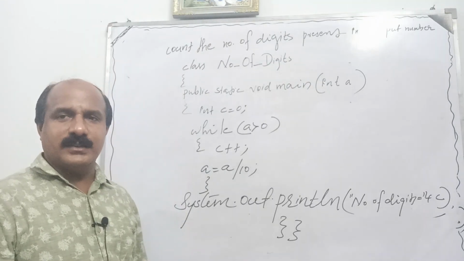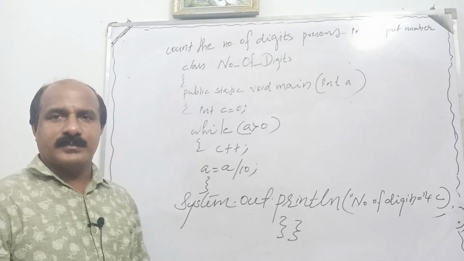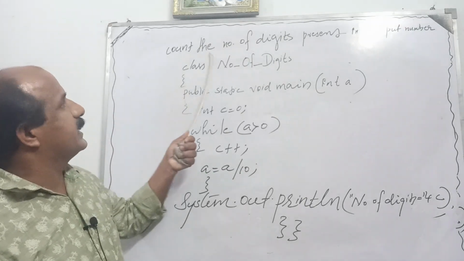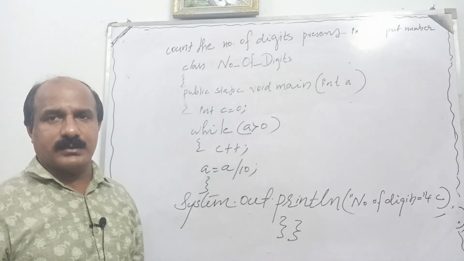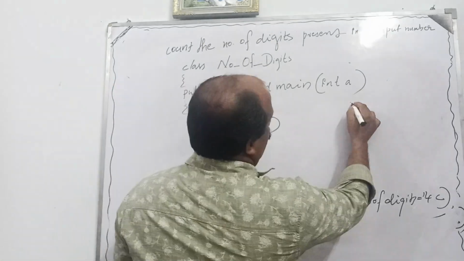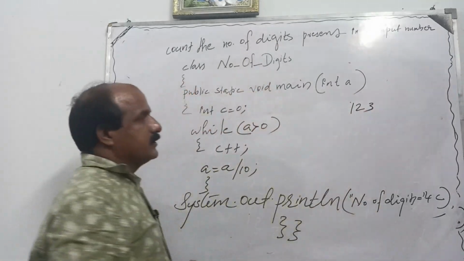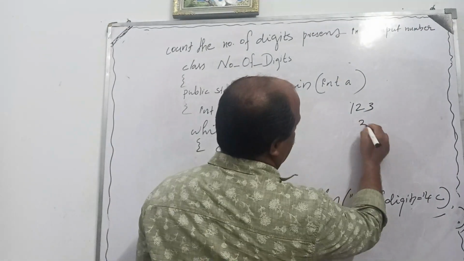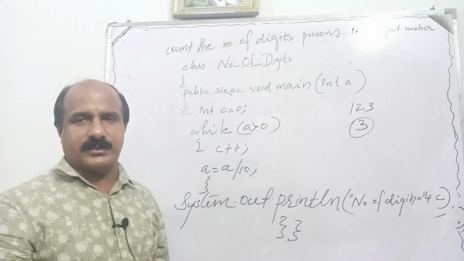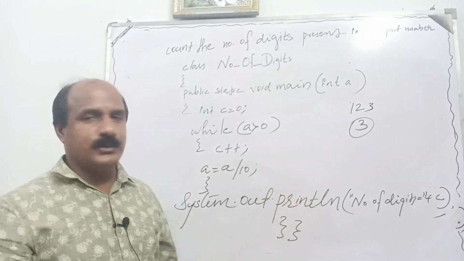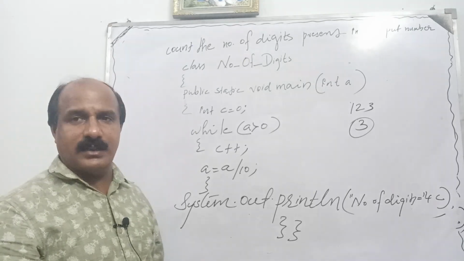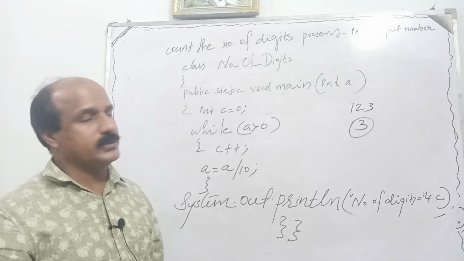Students, now we are going to see the first example program by using while loop. The program is to count the number of digits present in an input number. For example, if your input number is 1, 2, 3, then the total number of digits present is 3. You need to just count the total number of digits present. Now we have counted manually, but you need to count through the program. So logic has to be mentioned. How to generate the logic and how to do it, that we are going to see.